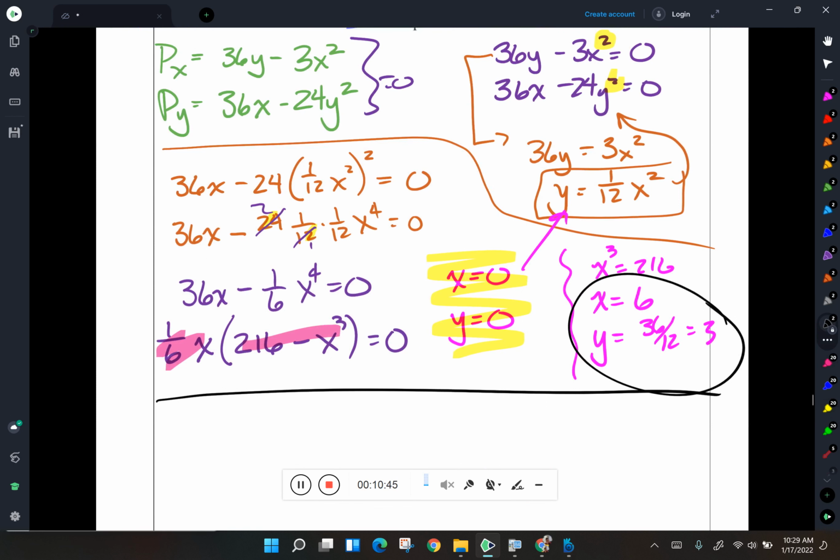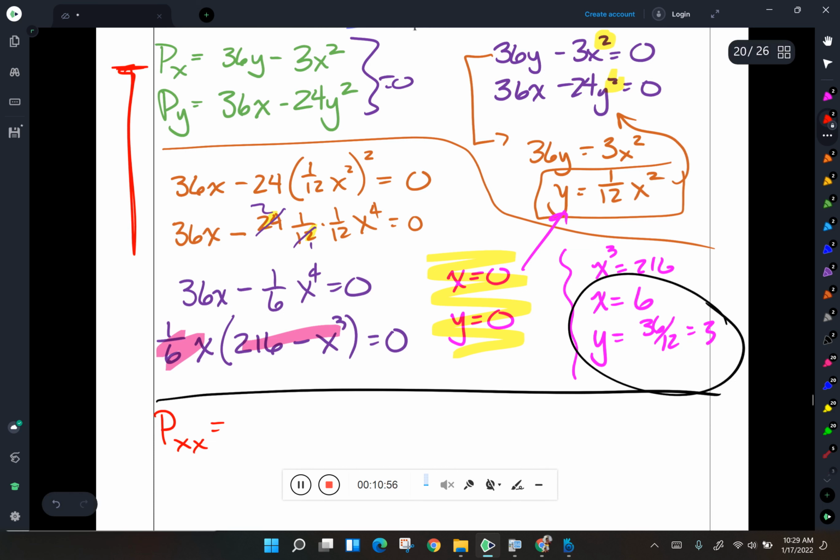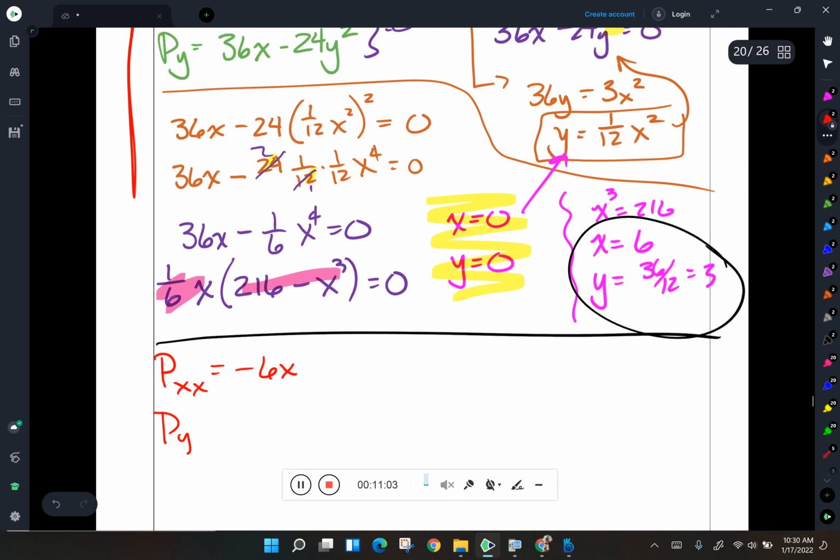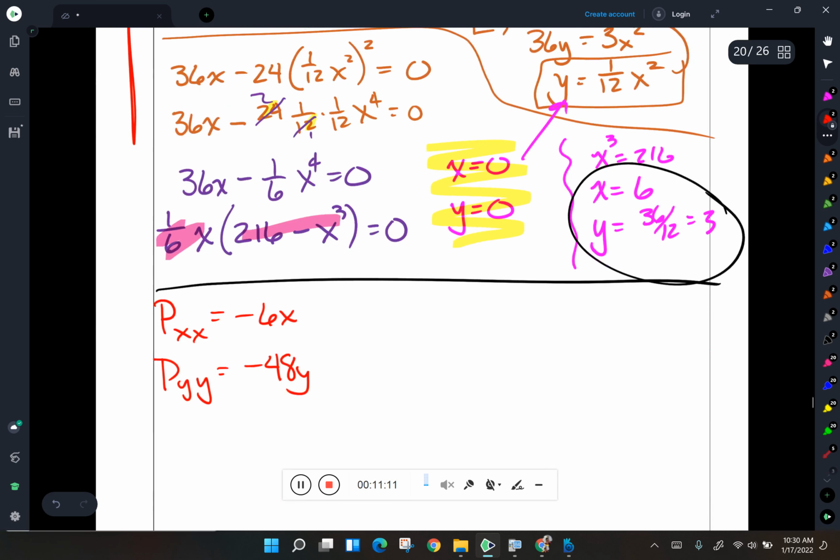So I'm going to do that discriminant business. But before I can do that discriminant business, I need those second derivatives. So what is p sub xx? I'm going back to here to get that way up top there. P sub xx is negative 6x. P sub yy is going to be negative 48y. And p sub xy is 36.